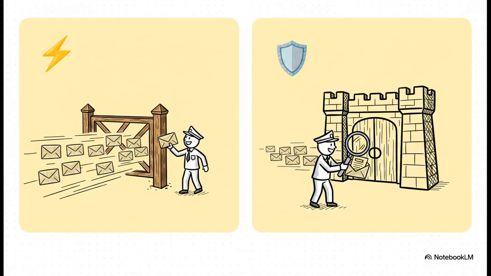Now, not all firewalls are created equal. The most basic kind is a packet filtering firewall. It's super fast, but it's simple. It only looks at the address on the outside of the envelope. The more advanced version is an application-level gateway, or a proxy. It might be a little bit slower, but it's way more secure because it actually opens the envelope to read the letter inside. It inspects the content of the traffic itself.